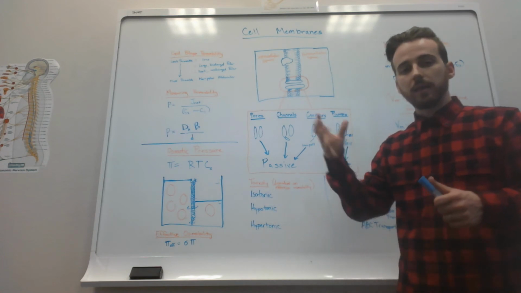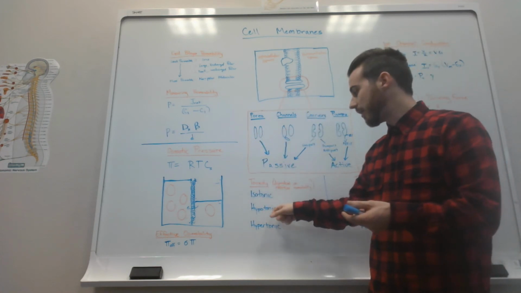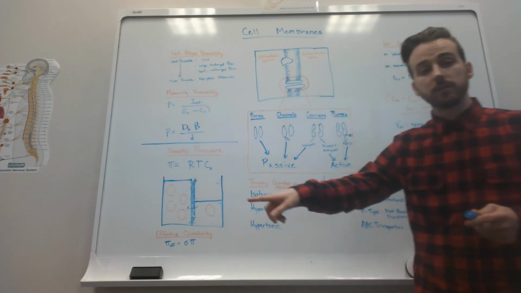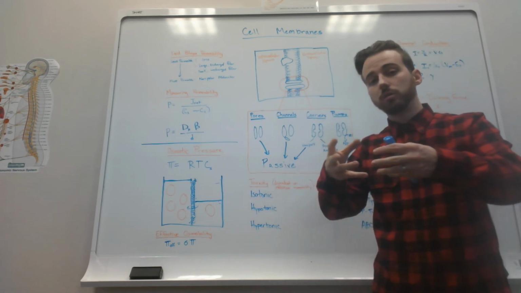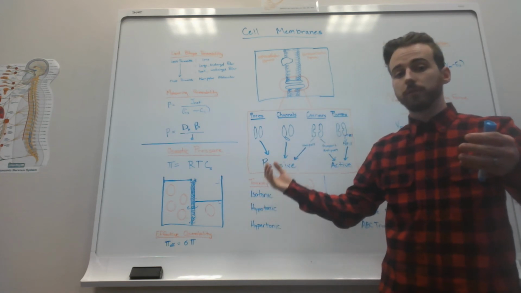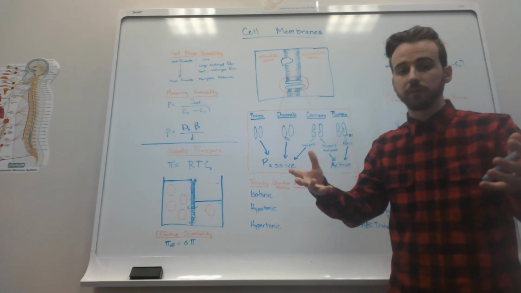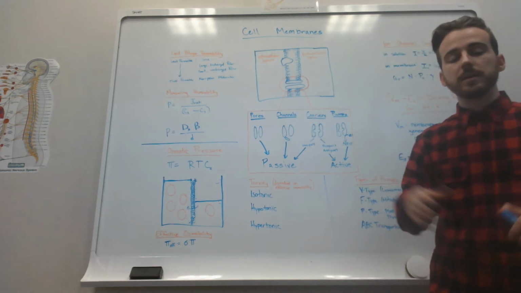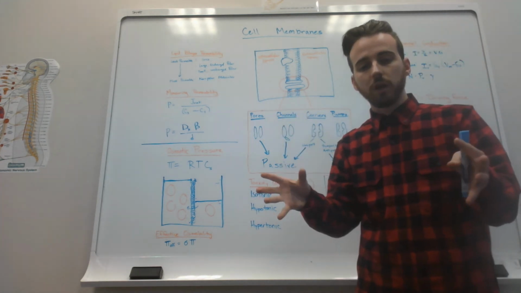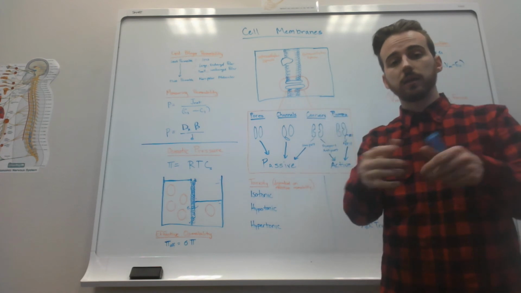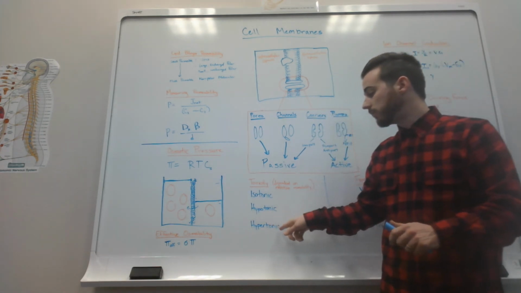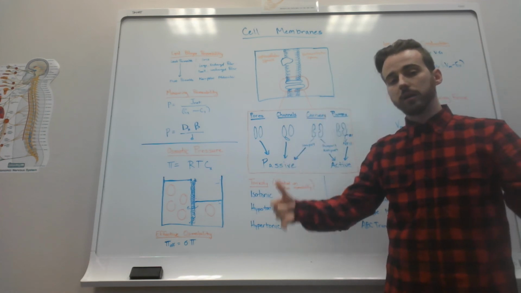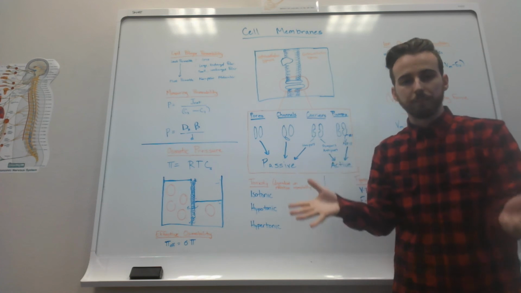Hypotonic means that there are less solutes in the solution than in the cell. So the water is actually going to move from the solution to the cell. That causes the cell to swell, and it can cause the cell to lyse, to break. Hypertonic solutions mean that there are more solutes in the solution than in the cell, okay? And what that means is that water is going to move from the cell out into the solution, causing the cell to shrivel up and die.